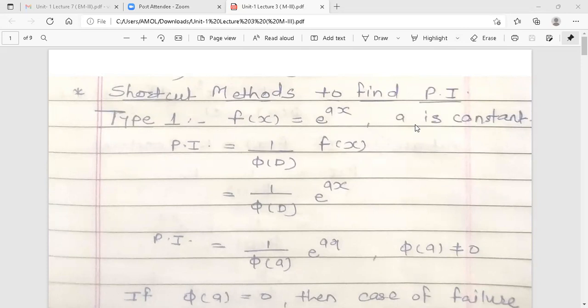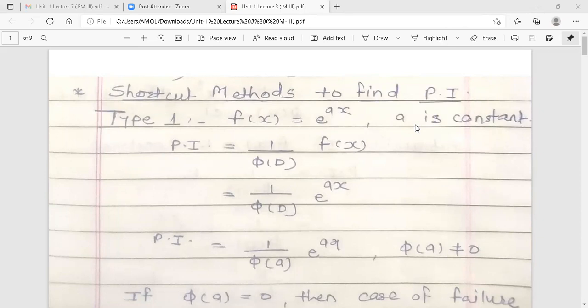This is the second method to find the PI, means to find the particular integral. This topic is from the first unit, linear differential equation with constant coefficients. Already we have discussed the first method, the general method to find PI. Now this is the second method, the shortcut method to find the PI.